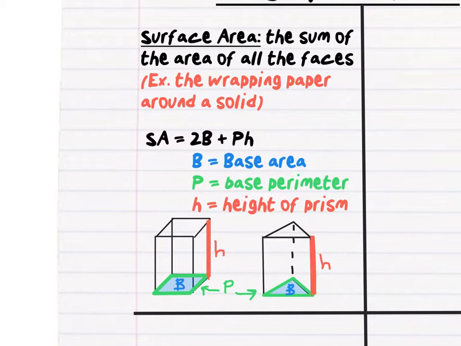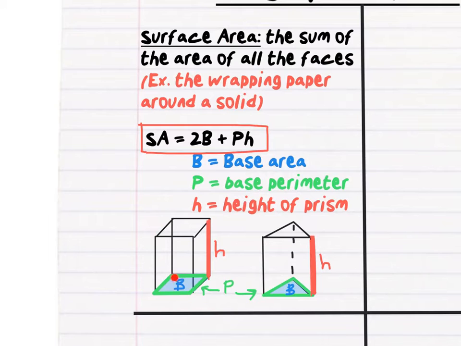Now, the formula for surface area is SA equals 2B plus PH. So I want you to box that formula. Okay, I'm going to use red to box it. And then the capital B stands for the base area. The capital P stands for the base perimeter, and H is the height of the prism. So down below, I have it labeled.